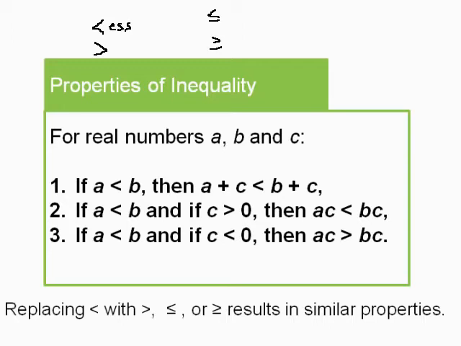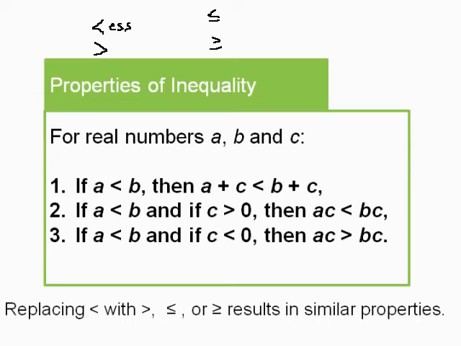So here are some properties for inequalities, which are similar to properties of equations. Number one: if A is less than B, then A plus C is less than B plus C. Guess what property that is? It's the addition property of inequalities. Property 2: if A is less than B and C is greater than 0, that means C is a positive number, then A times C is less than B times C. And property 3: if A is less than B and C is a negative number, if you multiply or divide by a negative, you must flip the inequality. We'll get to why in a second.